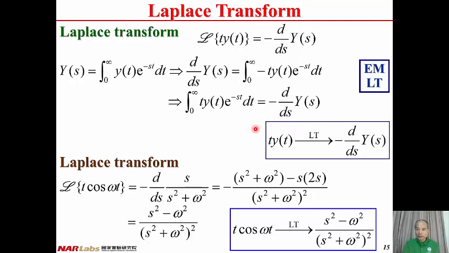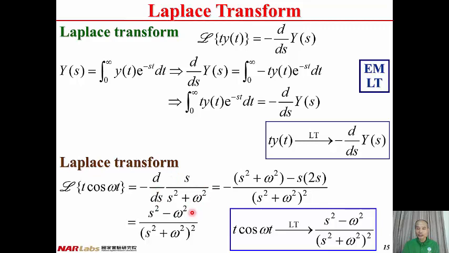We are going to make use of this formula to find the Laplace transform of t cosine omega t. Because the Laplace transform of cosine omega t is s divided by s squared plus omega squared, the Laplace transform of t cosine omega t equals minus d/ds of s over s squared plus omega squared. That means we differentiate the Laplace transform with respect to s.